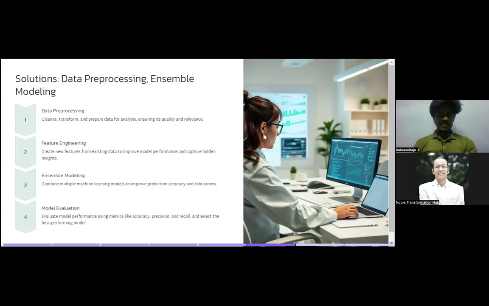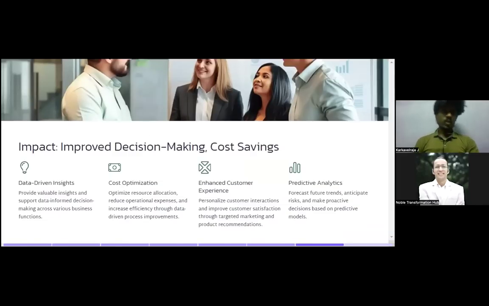Yeah, sure, sir. So moving on, let's see what are the impacts. Okay, so what is an impact? We already know, like improved decision making and cost saving. Let's see what are the things that we are having. Data driven insight. That's true, right? Now we can tell everything. These are the data that we are having, and these are the predictions. Okay, you can have a kind of backing, like why we are taking this decision, because it is an informed decision by the data. So, provide valuable insight and support data informed decision making across various business functions. So now we are having an informed decision based on the historical data that we are having.